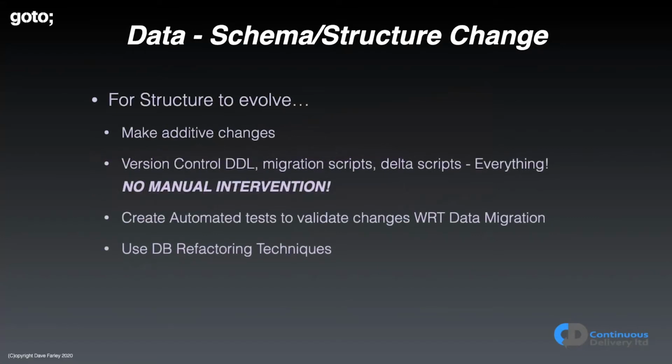For structure to evolve, here are a few tips to think about. The first one, and probably one of the quickest wins, is to try and adopt the discipline of making additive changes. Try and structure data so that you are largely just adding things to the data. This is true both at the structural level, but also at the record level.